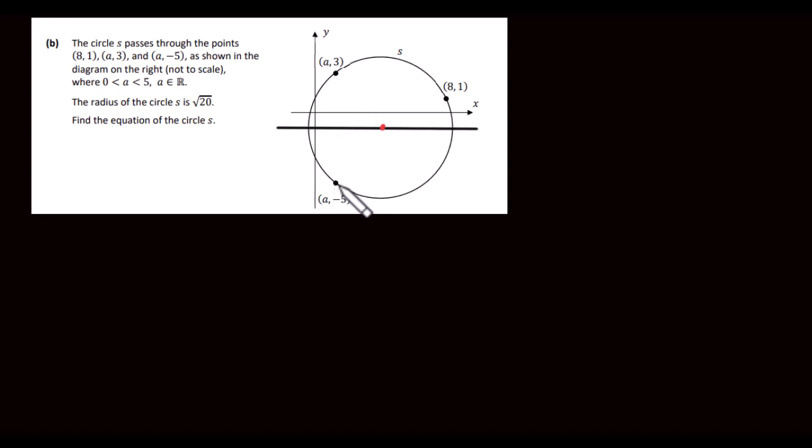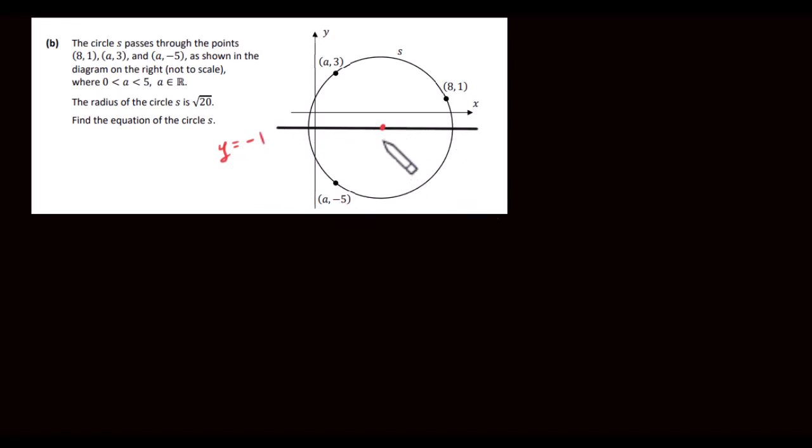You think the distance between minus 5 and 3 is 8. There are 8 units between these two. Half of that is 4. So if you come down 4 from 3, you get minus 1. Or if you come up 4 from minus 5, you'll get minus 1. So this line here has equation y is equal to minus 1. All the y values along here are minus 1.